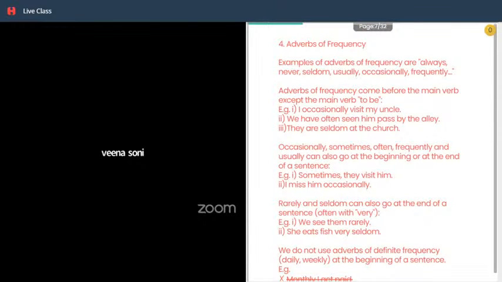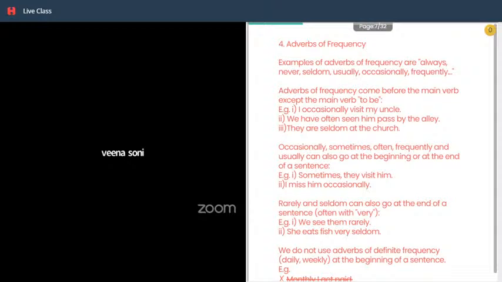So where are we using this? Check this. Adverbs of frequency come before the main verb. This is a little change for frequency. For time and manner, what we discussed, there is a little change in this section. So in this section, we have to use it just before the main verb, except the main verb to be.